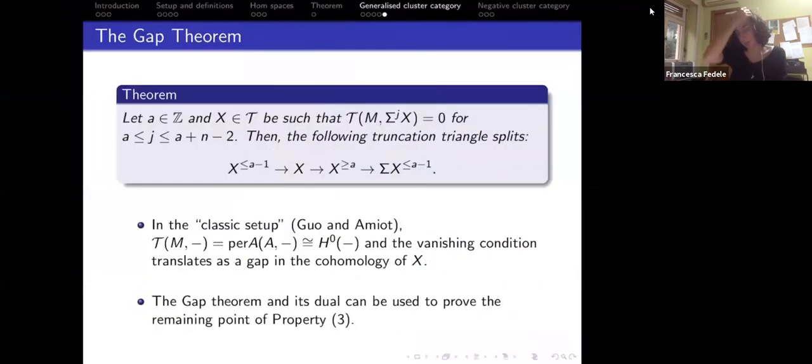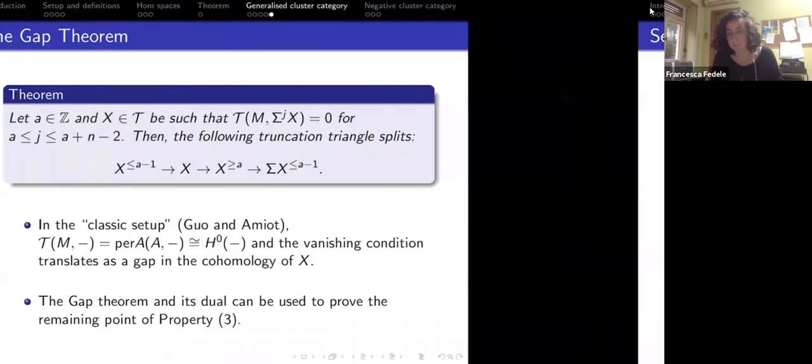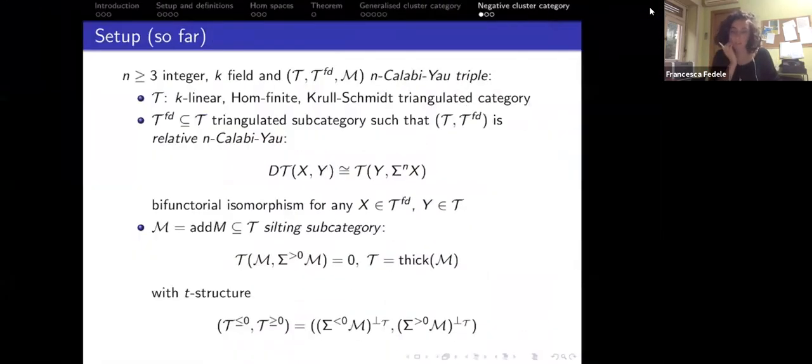And as I mentioned before, one can use this gap theorem and its dual to prove the remaining point of property 3, where the dual of this gap theorem holds basically thanks to this other set of t-structures that I haven't really talked about, but that are there. And then I wanted to conclude by mentioning that a very similar strategy can be used for the negative cluster category, which is another generalization.